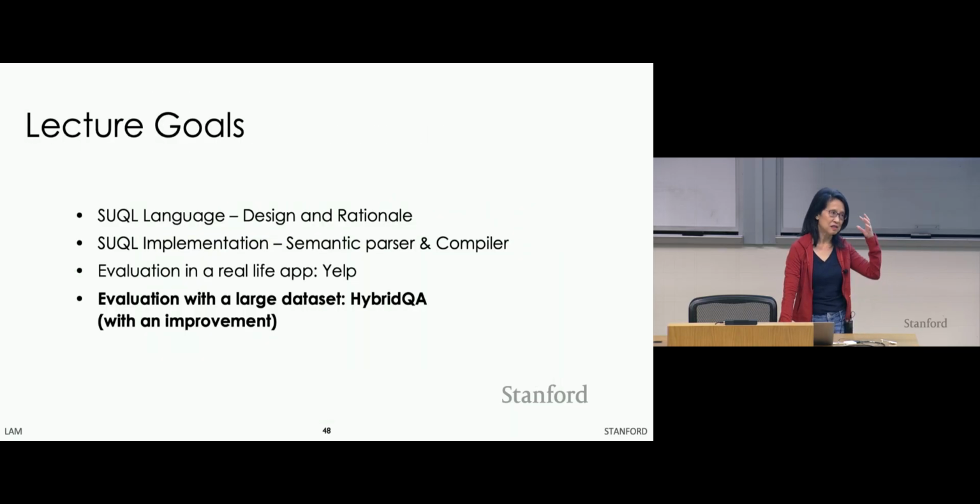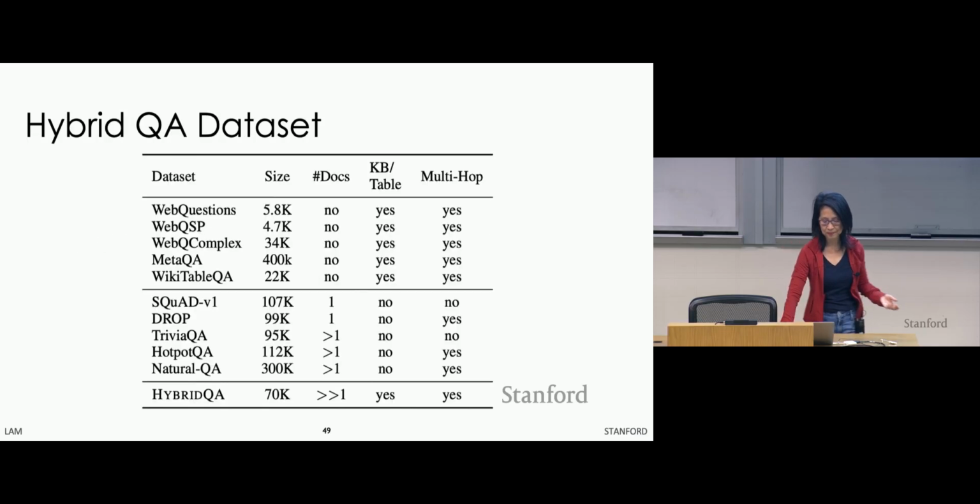But that is a small test, only less than 200 statements. So we have to do work on a larger data set, and we use HybridQA. Okay. So the HybridQA data set is pretty interesting. It is the one that truly has integration of knowledge base, table, and multi-hop with a sizable number of data. You know, it's 70,000 questions.